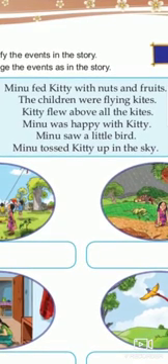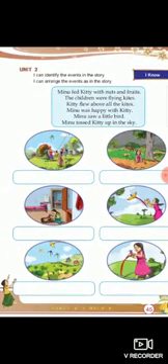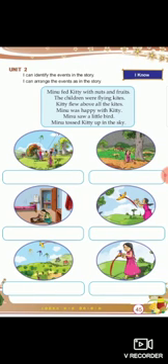First one, Minu fed Kitty with nuts and fruits. Second one, the children were flying kites. Third one, Kitty flew above all the kites. Fourth one, Minu was happy with Kitty. Fifth one, Minu saw a little bird. Last one, Minu tossed Kitty up in the sky. Now you have to arrange them in order and write the events near the picture. Are you ready?